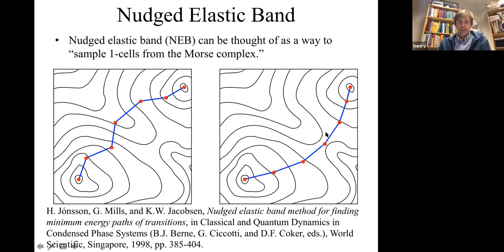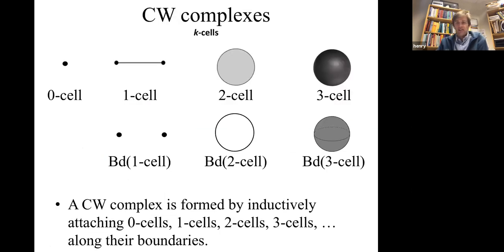So here on the right, in nudged elastic band, we've let our band flow until now it passes through an index 1 critical point. I'll pass over now to Enrique, who will describe CW complexes for us. So what are CW complexes? In code, how you glue together cells to get interesting spaces.